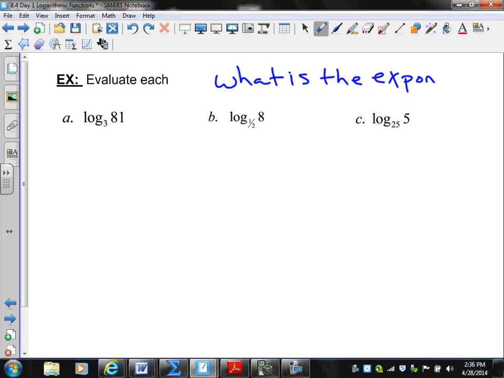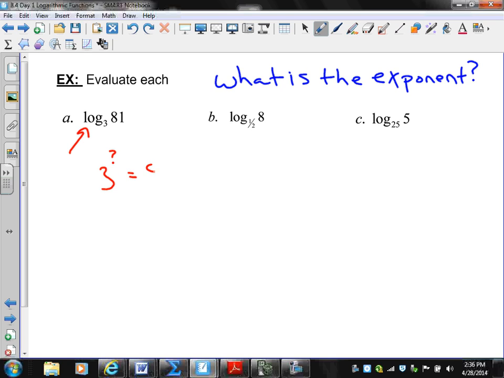And again, if I just said what is the exponent, that's not really a full question. I need to know what the base is. So when I look at this first one here, I'll say, okay, what's the logarithm of 81 base 3? What is the exponent base 3? 3 to what power gives me 81? That's really how I want to think about this.